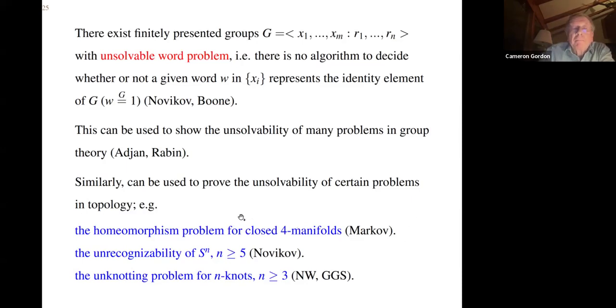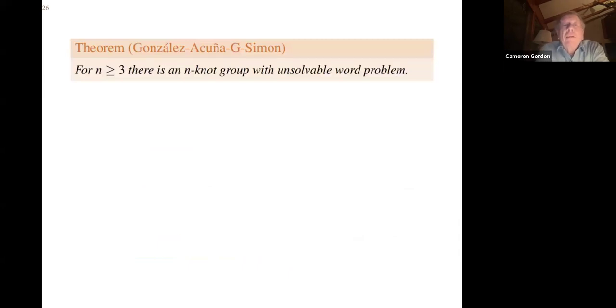Okay, so going back to n knots, one thing that Gonzalez Acuna and Simon and I proved was that in higher dimensions, for n greater than 3, there's an n knot group that has unsolvable word problem. By the way, for n knot groups with n greater than 3, there's a beautiful purely algebraic characterization of these groups due to Kervaire. And the fact that the analogous problems are unknown in dimension 2 for 2 knots is the fact that there's no such characterization of 2 knot groups.